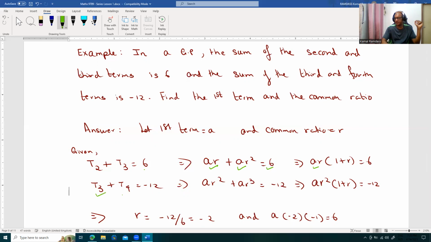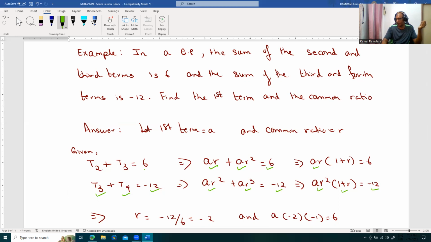T3 plus T4 is equal to minus 12. AR square plus AR cube is equal to minus 12. And I find that AR square is a common factor, and I get AR square multiplied by 1 plus R is equal to minus 12. Then I divide one by the other: AR square multiplied by 1 plus R is equal to minus 12, divided by the equation AR multiplied by 1 plus R is equal to 6.